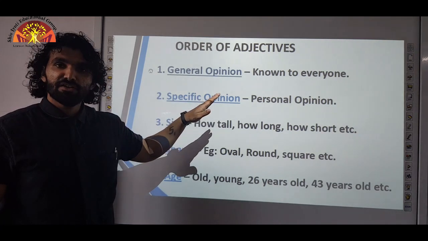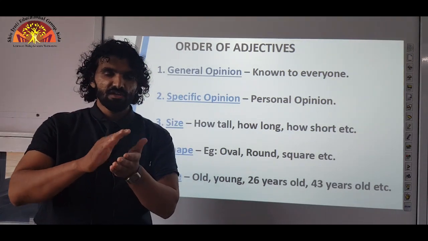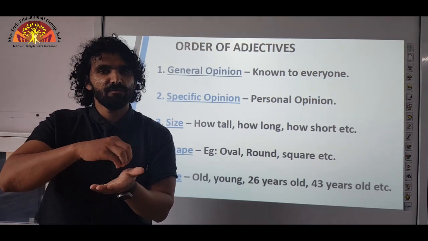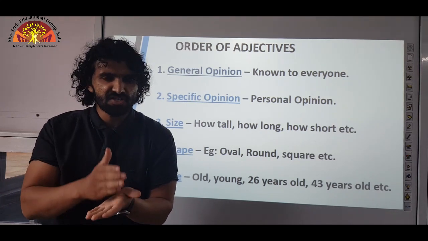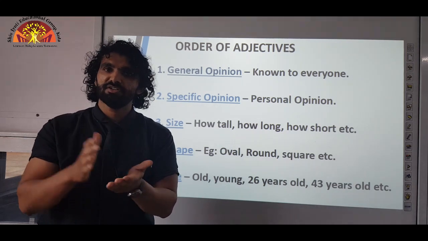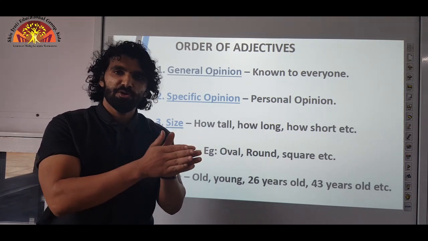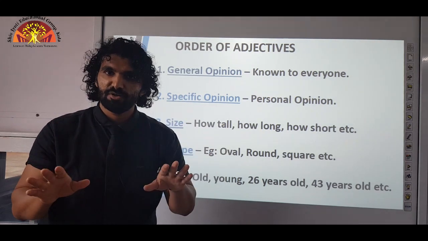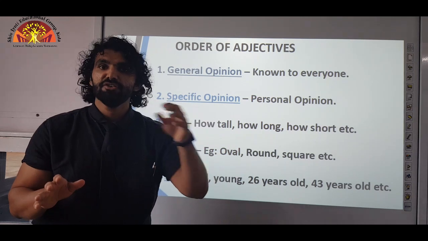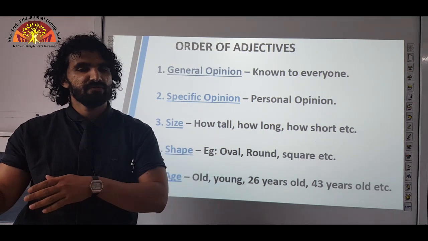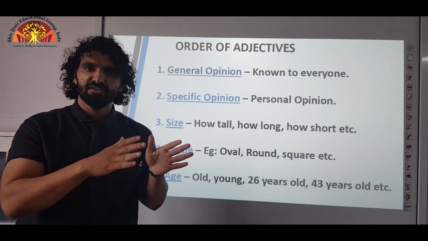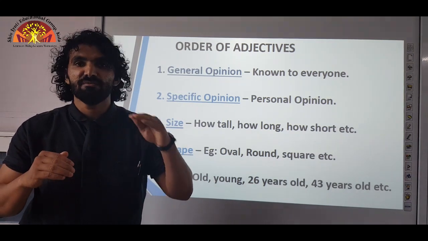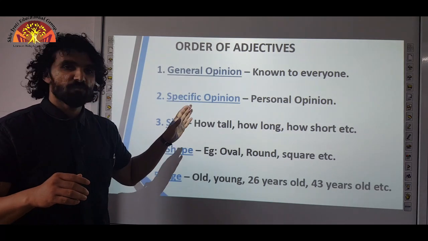General opinion is something which is visible to everyone. It is something which everybody knows about. For example, there might be a boy or a girl in your class who is very tall, and everybody knows about this, that he or she is very tall. You know it, your friend knows it, and I know it, that she is tall or he is tall. So something everybody knows about, something which is visible to everyone, that is general opinion.